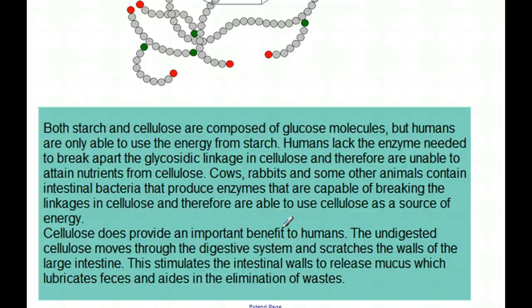But there is a different benefit that it performs for humans. Basically what happens is it's called roughage, and it scratches the surface of your large intestine as it works through, and it helps to eliminate waste coming through, but also stimulates your intestinal walls to release mucus to help lubricate and move things through a little bit quicker. Whereas animals, on the other hand, some animals like cows and rabbits contain a certain bacteria that will actually help them break those down, so they can actually use plant cellulose as a source of energy.